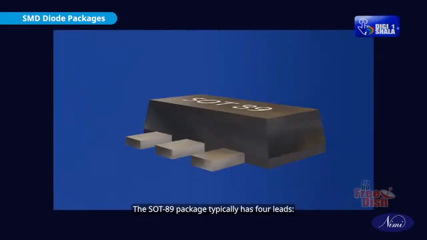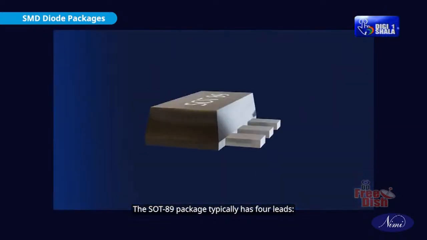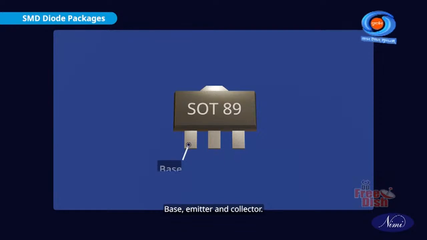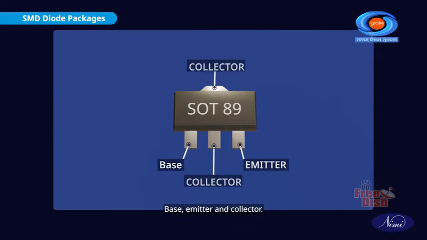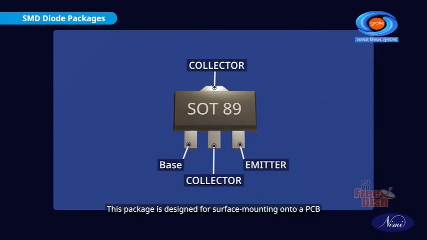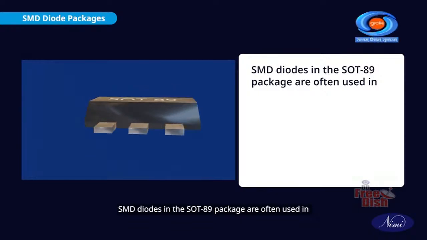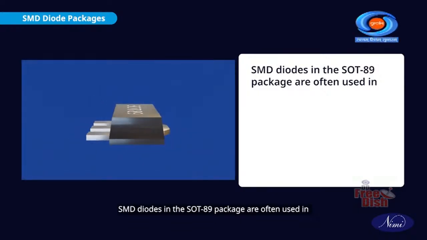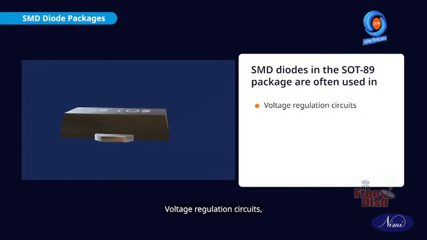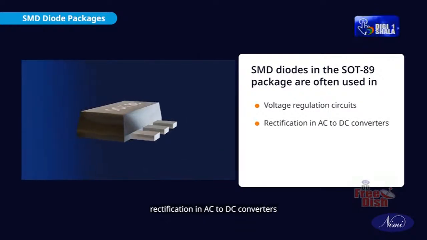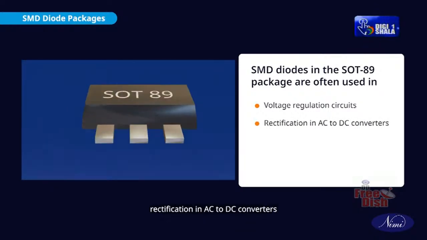The SOT89 package typically has 4 leads: base, emitter and collector. This package is designed for surface mounting onto a PCB. SMD diodes in the SOT89 package are often used in voltage regulation circuits, rectification in AC to DC converters.